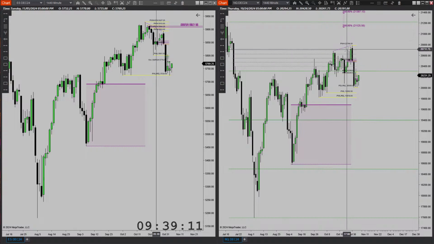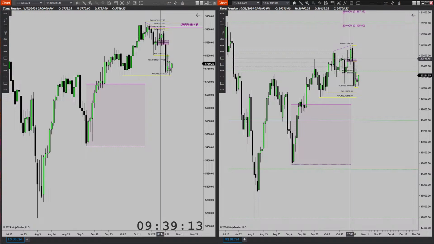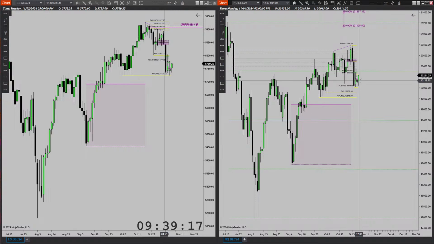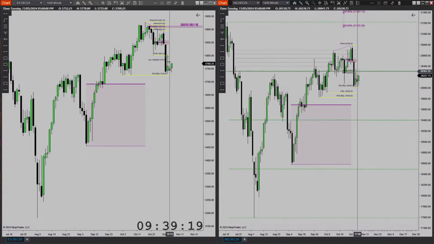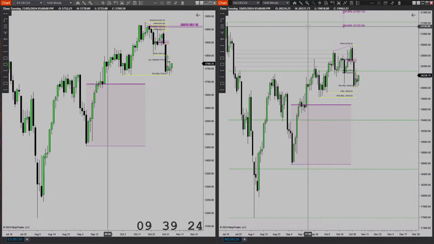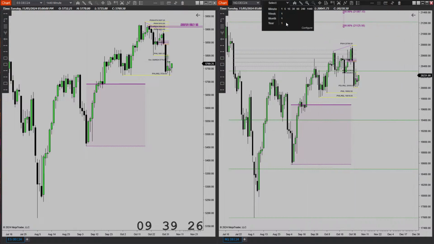Inside candle within the high and low of this candle. And as you can see, the next day it had a pretty nice move. So I'm looking for the same thing here once these highs are swept. And we might get a pretty good opportunity there actually.